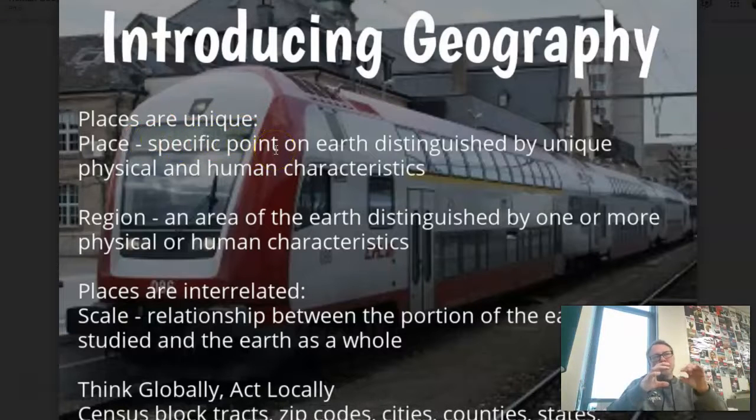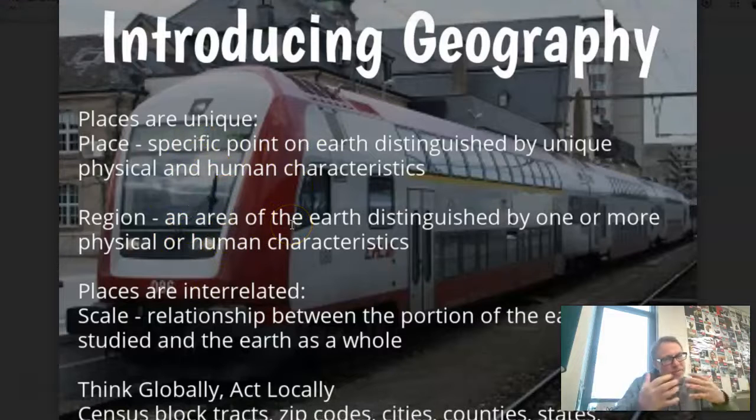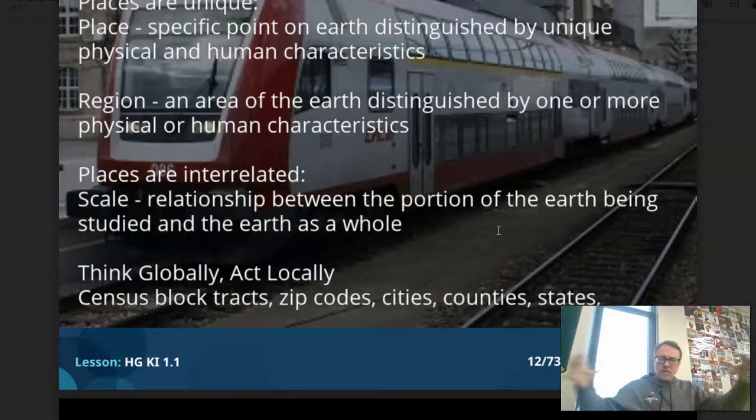So geography focuses on places. Sometimes we lump individual places together and put them into regions. These regions and places are not completely separate; they're interrelated, and we look at that in terms of this idea of scale, the relationship between the portion of the Earth being studied and the Earth as a whole. And so we're constantly comparing what it's like in one place and relative to other places.